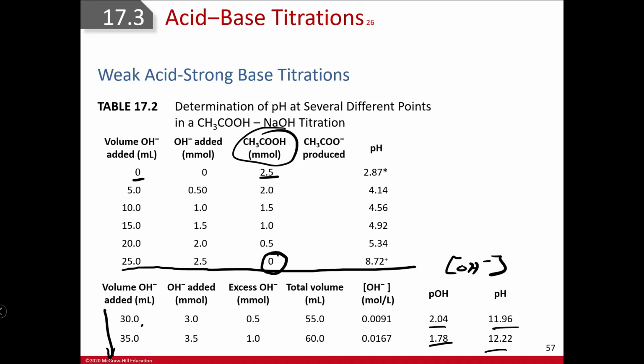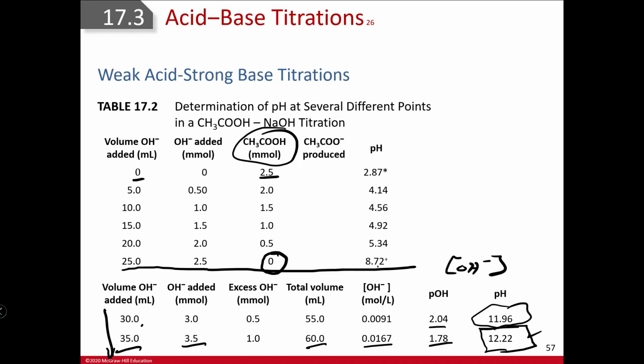We see that the pOH goes from, well, they don't even show the pOH. They show the pH goes from 8.72 to 11.96. And then we add 5 more milliliters of sodium hydroxide. There's nothing there for it to react with, so that increases the hydroxide ion concentration dramatically. And we divide that by the total volume of the solution. We get this for the hydroxide ion concentration. We take the negative log of it, and we find out the pH is 12.22, which is higher than this one. And it should be, because we have more hydroxide ion present in solution.